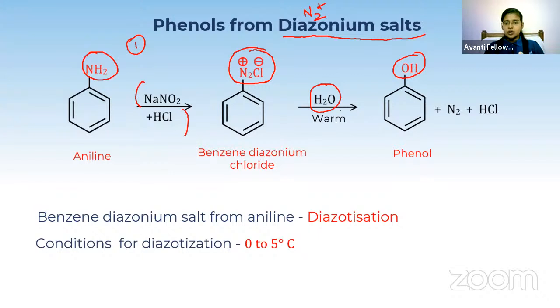Okay, between 0 to 5 degrees. In terms of Kelvin, that is between 273 to 278 Kelvin. So only at this low temperature can you convert the NH2 group to the N2Cl group. The first step is called diazotization, which takes place at very low temperature with the help of a nitrous acid mixture. Got it? This is the third method of preparation.